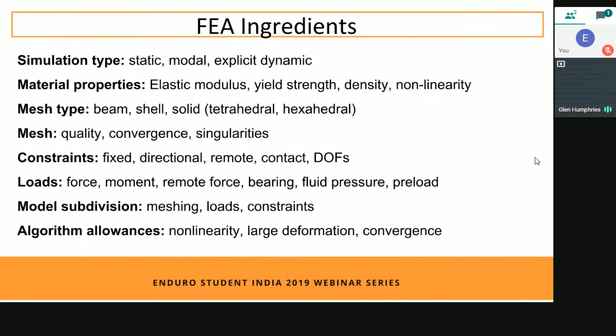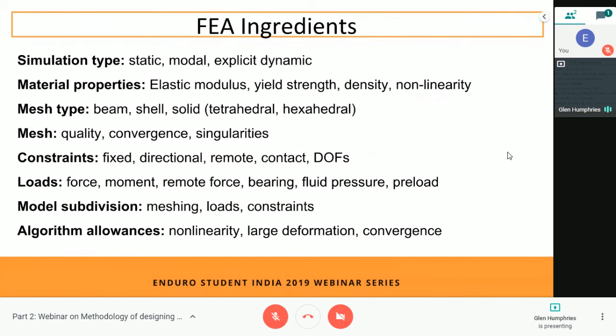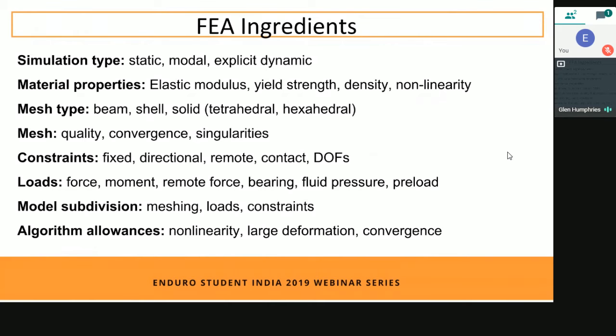And algorithm allowances, and this is another one that's often forgotten. Again, allowing for non-linearity. If we've got elastic material, like materials like rubber, or if we're looking at yielding, or even just large deformation, elastic deformation. And then convergence. So some algorithms will solve directly, so basically just solving the equation, punching out an answer. Other algorithms will try to converge using a numerical method, and watching that convergence and analyzing it can also be really important.